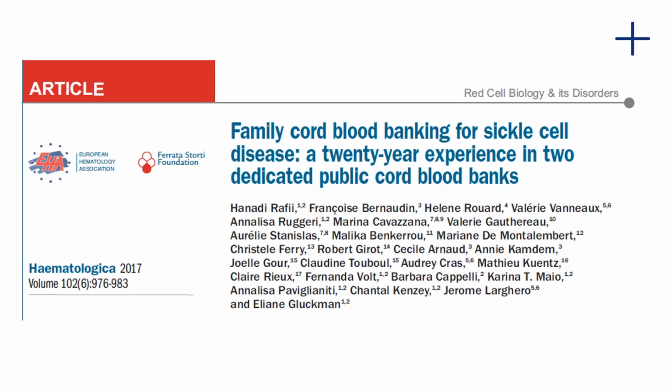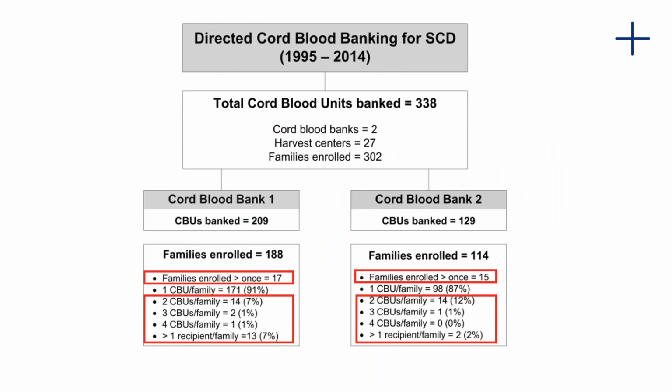So our first paper tonight that we're going to be looking at focuses on the use of cord blood stem cells and is entitled Family Cord Blood Banking for Sickle Cell Disease, a 20-year experience in 2 dedicated public cord blood banks. In this example of directed cord blood banking, cord blood units were collected between 1995 and 2014. Participants were pregnant women who had a child homozygous for sickle cell disease, and 338 cord blood units were ultimately banked and reserved for 302 families. So 209 in cord blood bank 1 on the left and 129 in cord blood bank number 2.